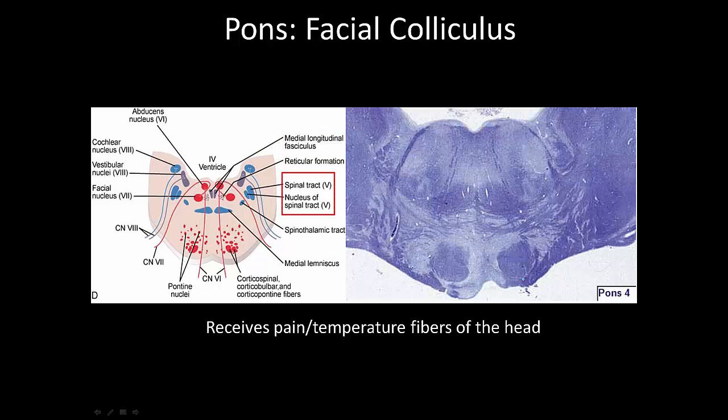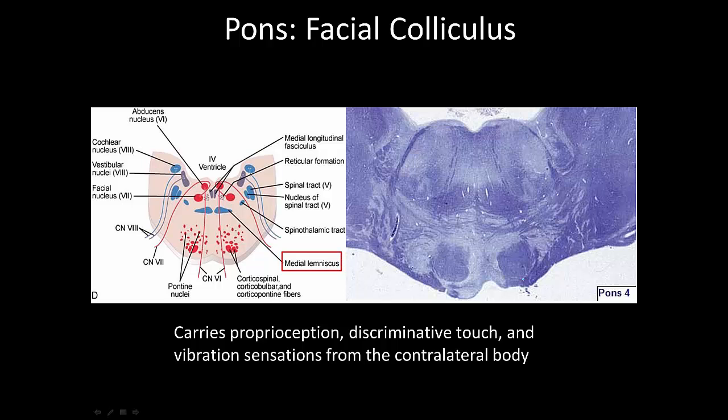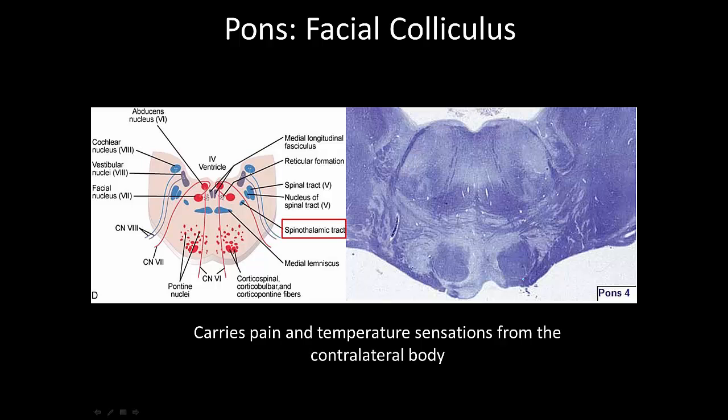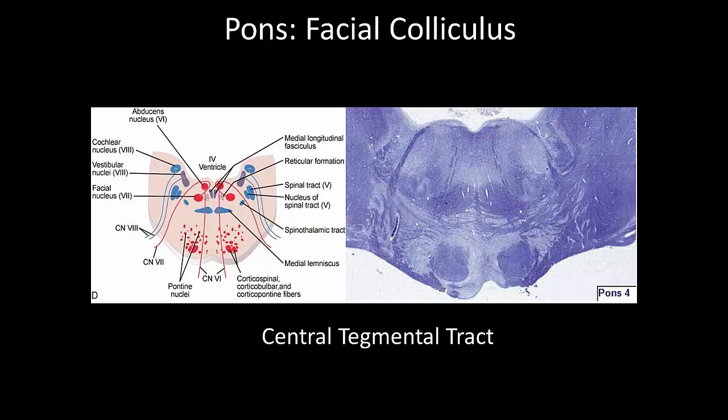Now we can still see the spinal trigeminal nuclei and tracts as we saw in the medulla, lying lateral, in this case, to the facial nuclei. And then the most anterior and medial part of the tegmentum is going to be where our medial lemnisci are located. And then lateral to those medial lemnisci are going to be our spinothalamic tracts, sometimes called the spinal lemnisci. And then posterior to our medial lemnisci is going to be our central tegmental tracts, which are just carrying those ascending and descending fibers.